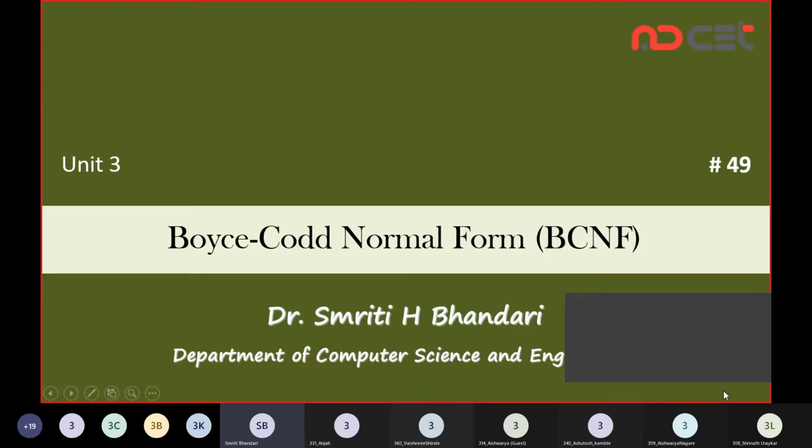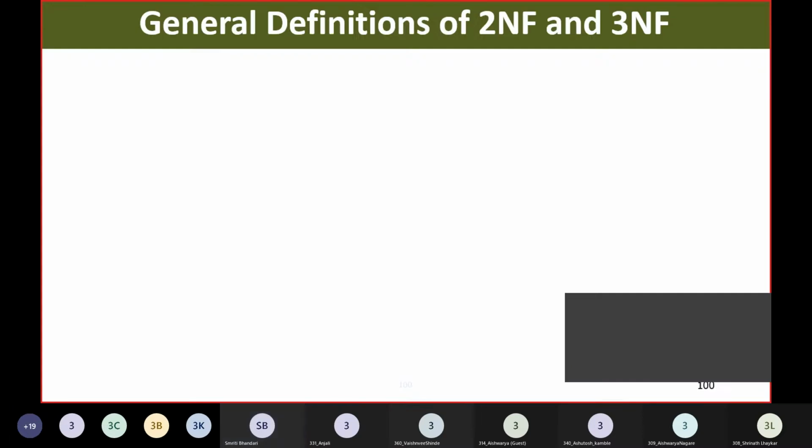So today we are going to start discussing another normal form, and that is Boyce-Codd Normal Form, or popularly known as BCNF. Before discussing BCNF, let's talk about the general definitions of 2NF and 3NF.